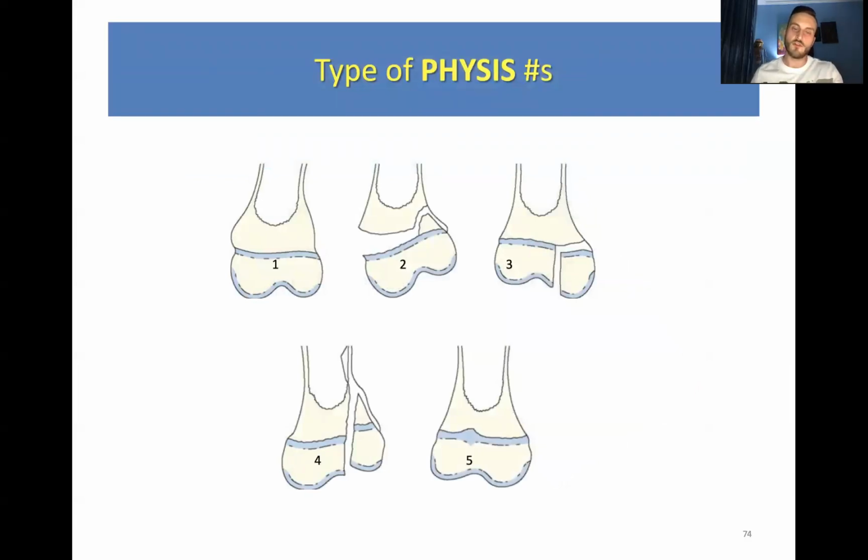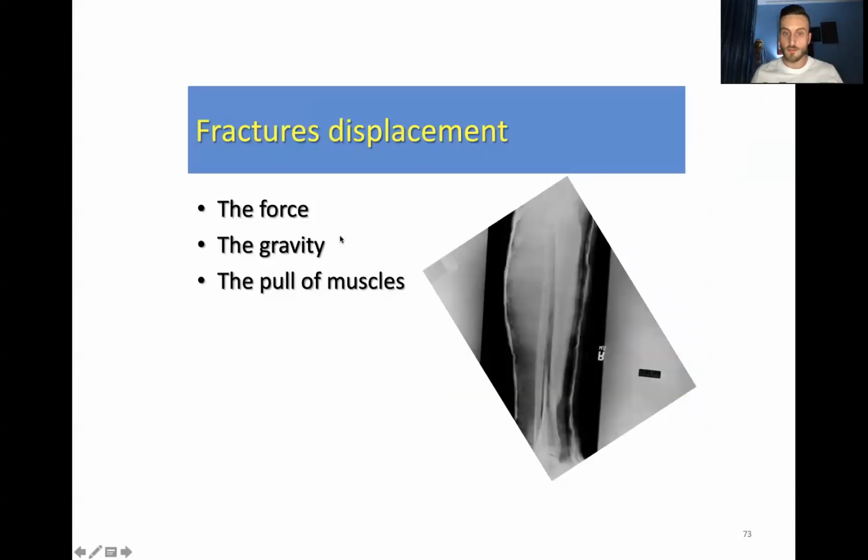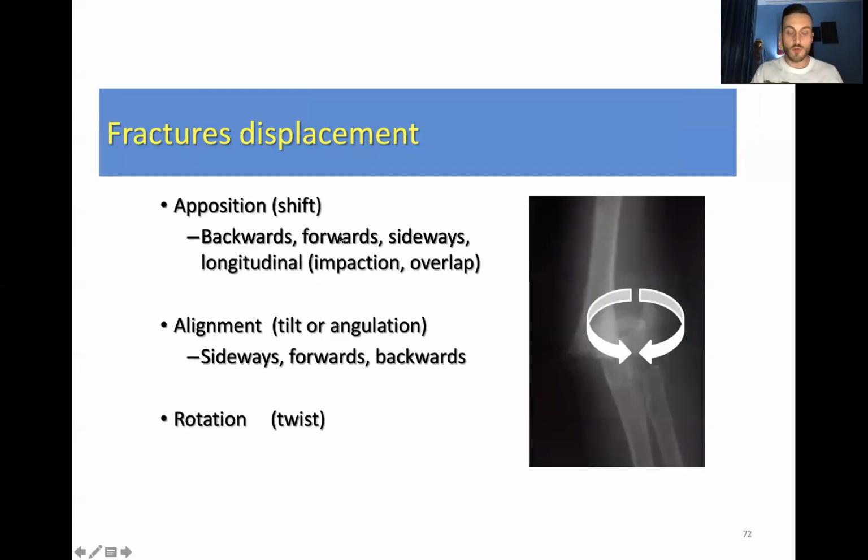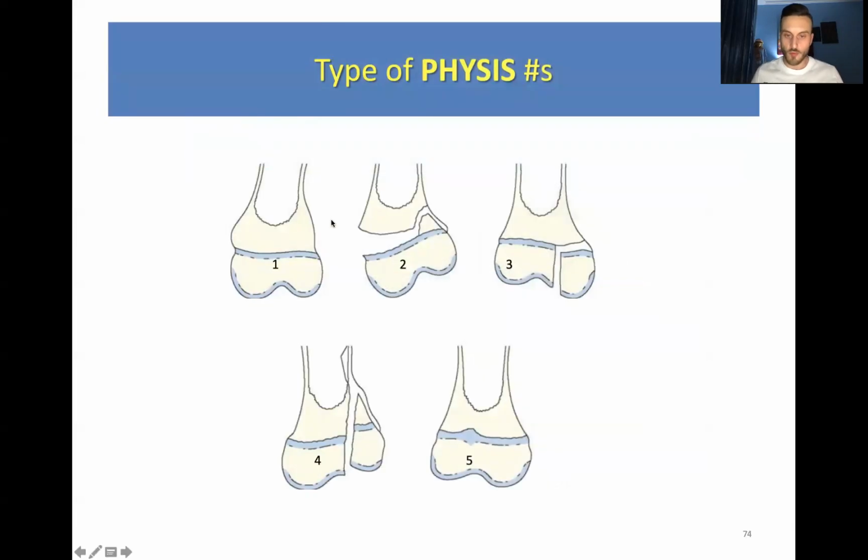This special type for pediatric fractures, because you know they have the epiphyseal line here, is called the Salter-Harris classification. Salter-Harris, it's very important. Type 1 is a fracture through the epiphysis. Type 2 is through the epiphysis with part of the metaphysis. Type 3 is through the epiphysis with part of the articular surface. And type 4, both metaphysis and epiphysis.